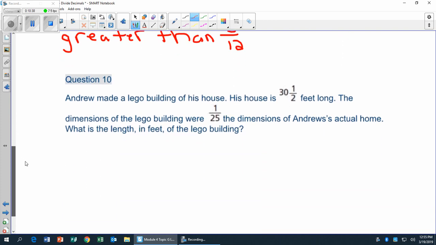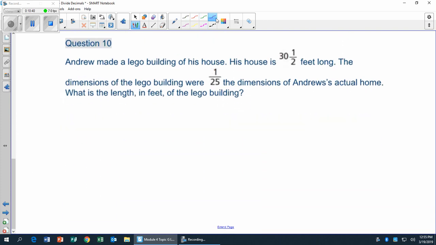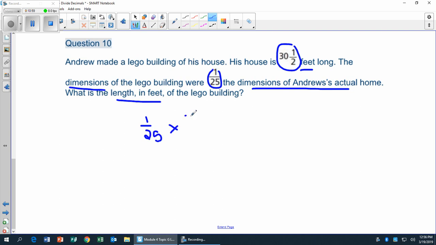Next is question 10. Andrew made a Lego building of his house. His house is 30.5 feet long. The dimensions were 1/25 the dimensions of Andrew's house. What's the length in feet of the building? So it's 1/25 of the dimensions. Of tells me to multiply.